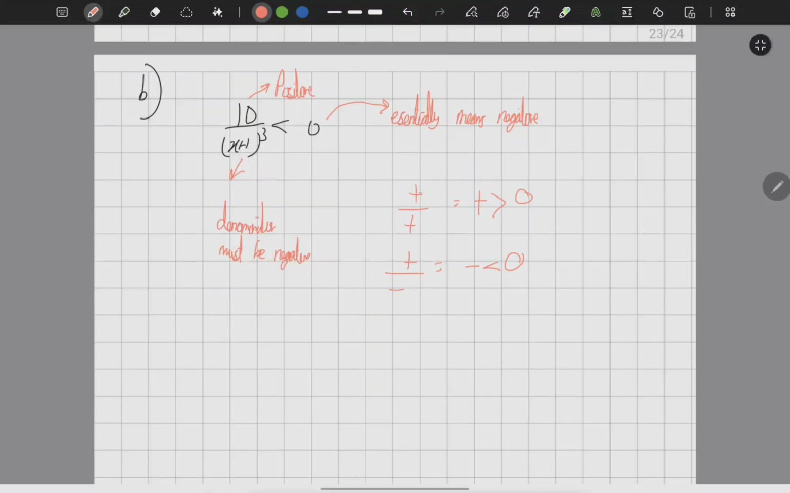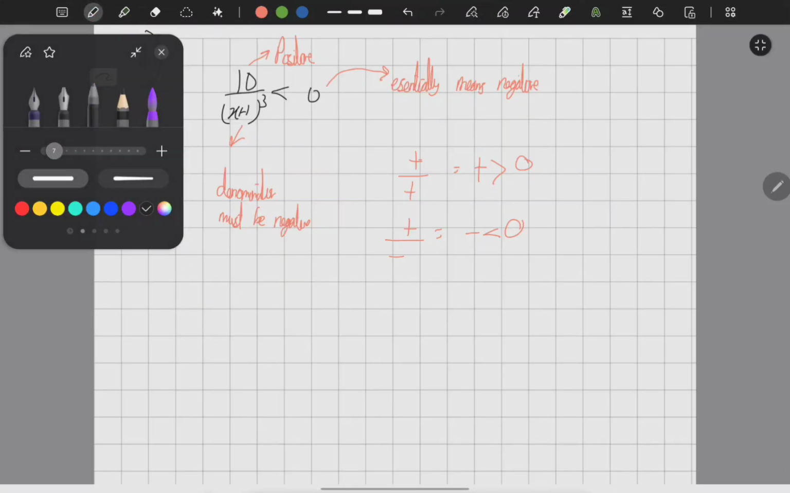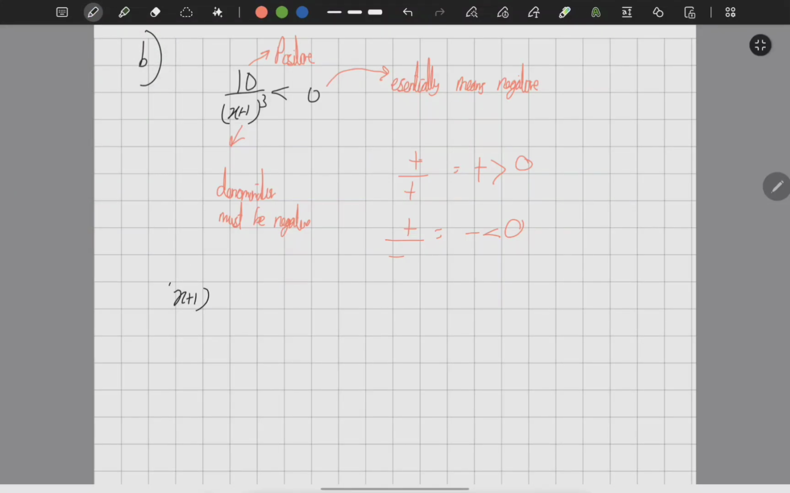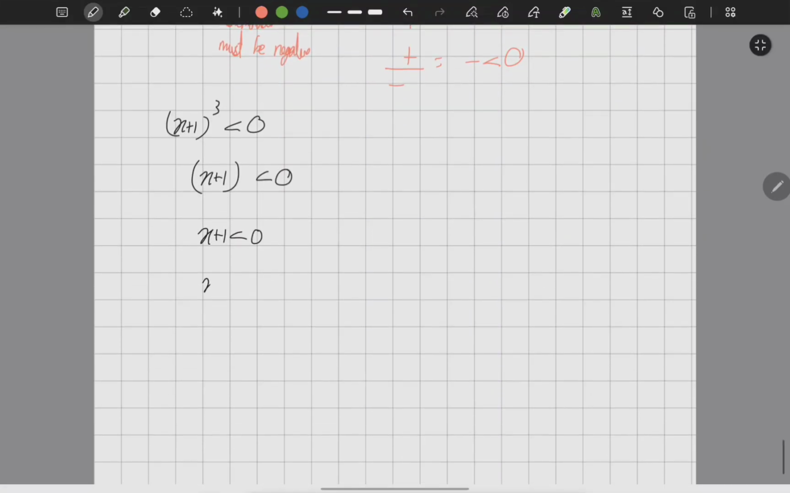Okay, so if we do this inequality, x plus 1 cubed is less than 0. That means x plus 1 has to be less than 0. And if x plus 1 is less than 0, then x would be less than minus 1. And that is our answer, because it's cubed, cubed will have the same sign as the original.